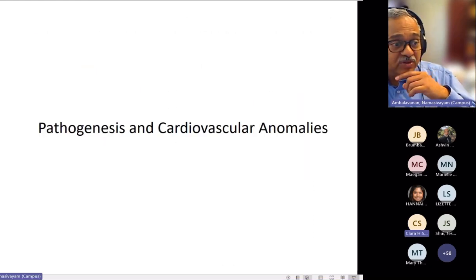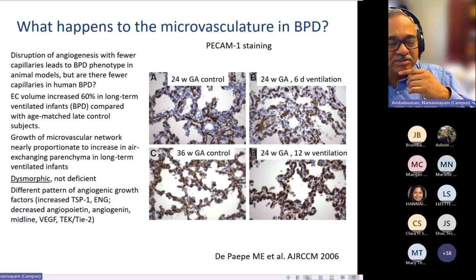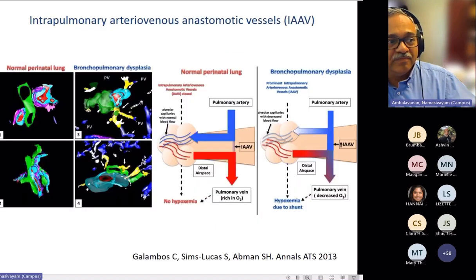So basically, you can see that there is small vessel thickening in BPD. And it used to be thought that the small blood vessels really did not develop, but that's not true. It's not a deficiency of small vessels. It's just that they are dysmorphic. So there are different growth factors. You have small vessels, except that they don't grow normally. There is a different set of growth factors that are involved.